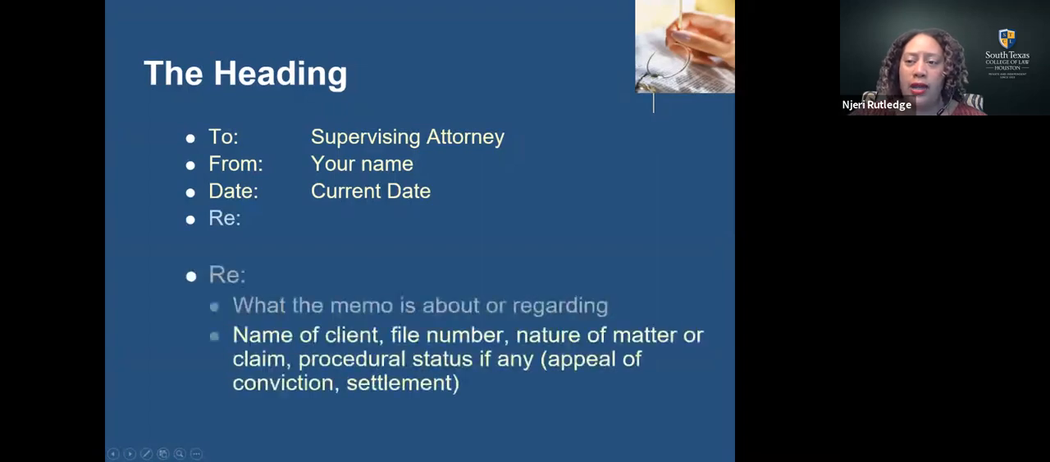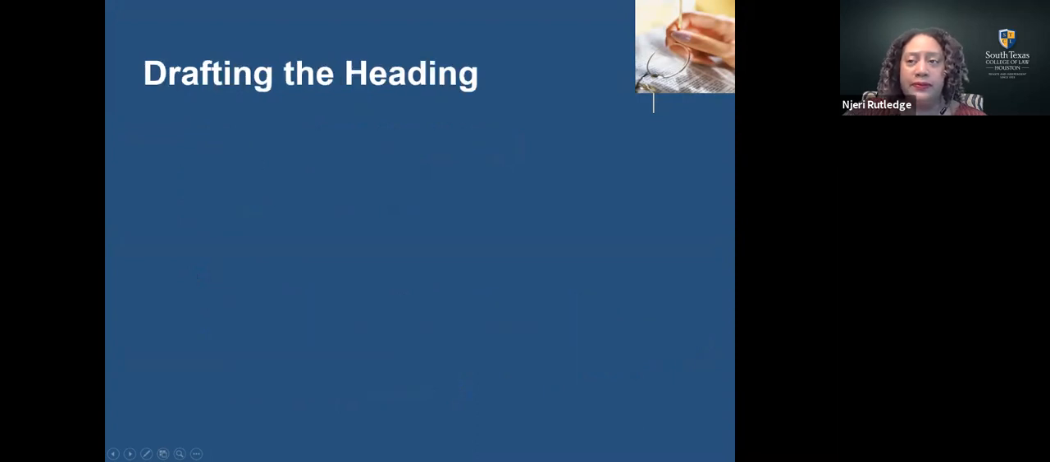You need a regarding line as well. That's just the subject of it. It may be the client name, file number, nature of the matter. You want to be as descriptive as possible because this will help other people looking at your memo. Now, keep in mind, most memos do not stop and die with the one person you send it to. Memos are passed around all the time, and sometimes they're helpful for other situations. So you want to be descriptive in this section.